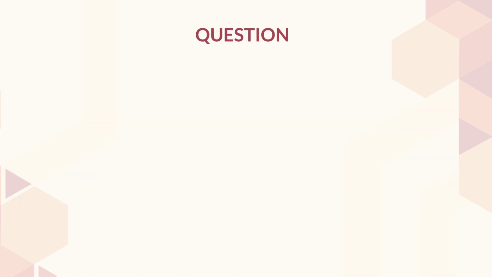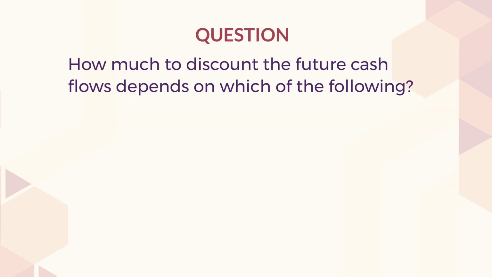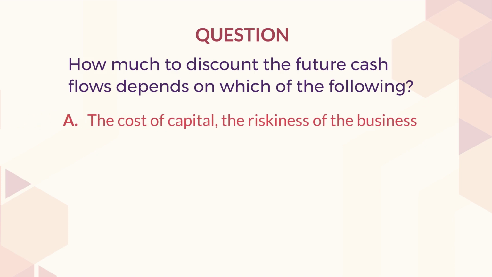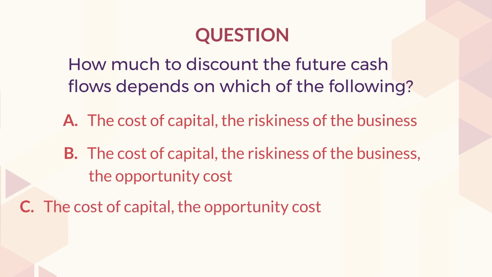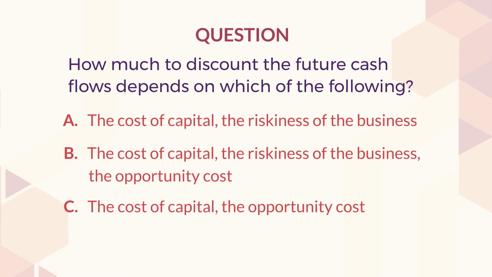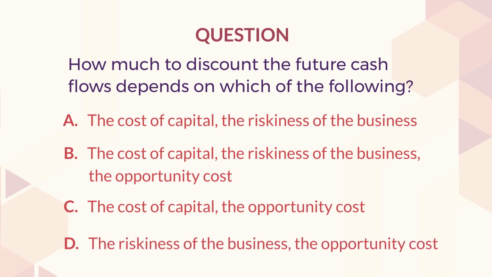Answer the question. How much to discount the future cash flows depends on which of the following? A. The cost of capital, the riskiness of the business. B. The cost of capital, the riskiness of the business, the opportunity cost. C. The cost of capital, the opportunity cost. D. The riskiness of the business, the opportunity cost. The correct answer is B. The cost of capital, the riskiness of the business, the opportunity cost.